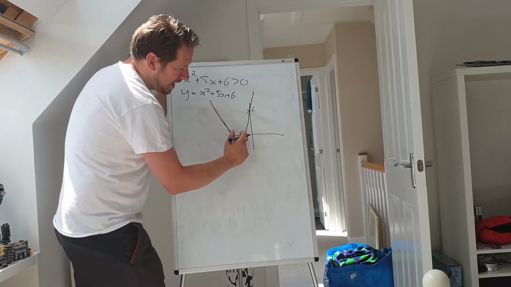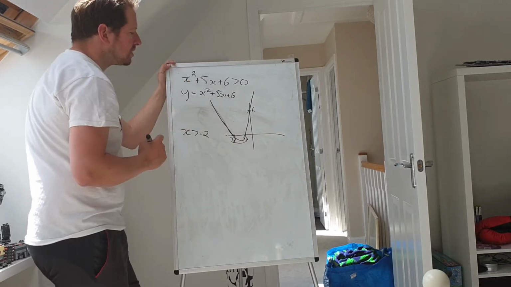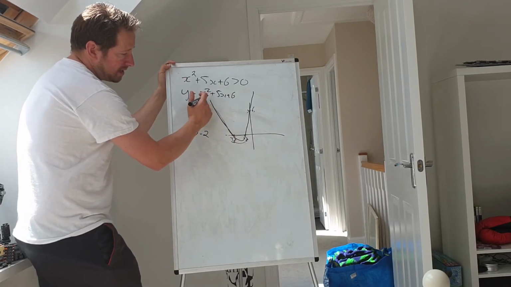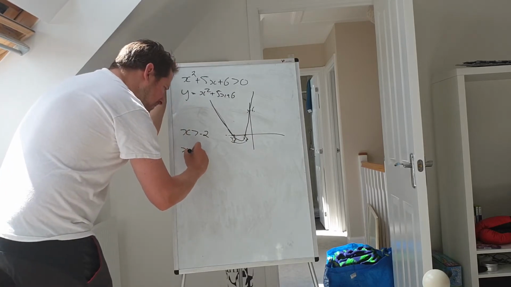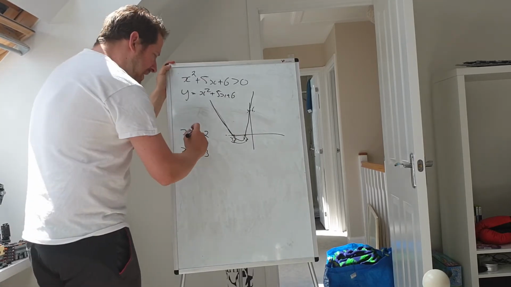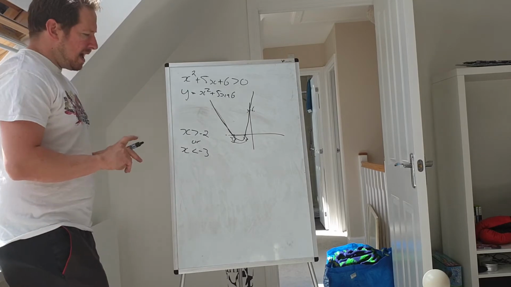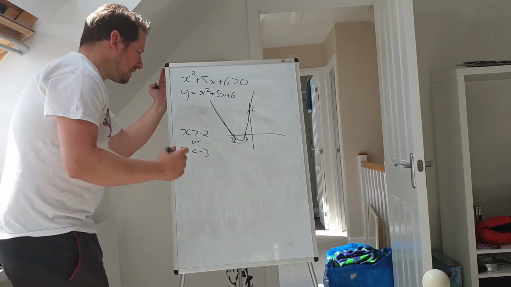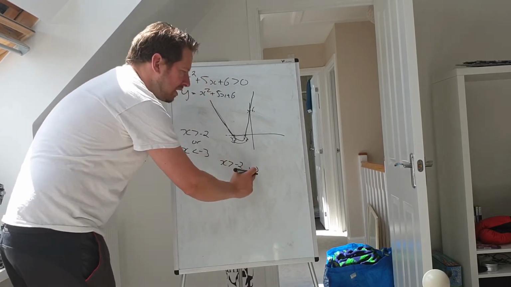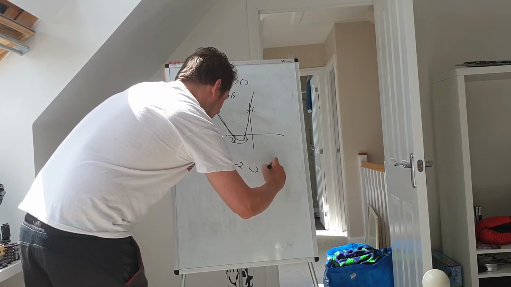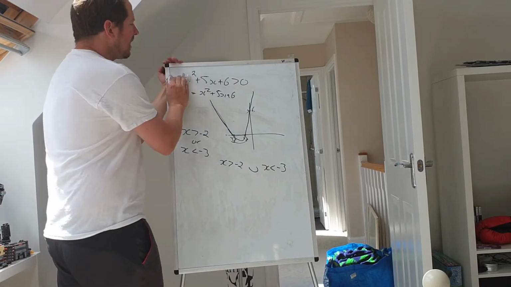So this bit here is when x is this side of minus 2. So that's when x is greater than minus 2. And this bit is going to be positive, and that's when x is less than minus 3. And so the way we write that is this thing or this thing. And we tend to write that mathematically, using set notation, as x is greater than minus 2 or x is less than minus 3.